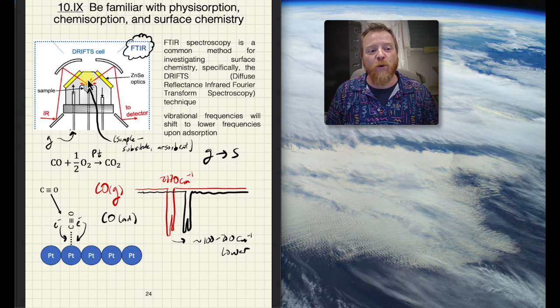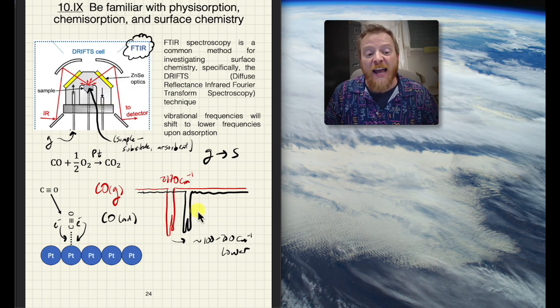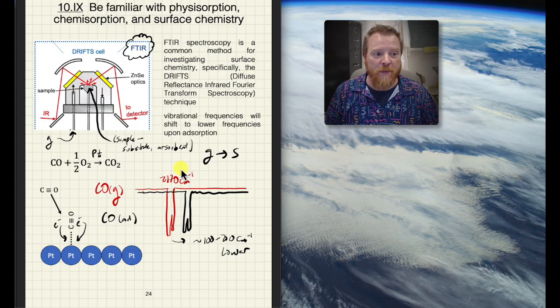From there, what's really cool with this technique is you could continue to monitor the spectra as you then pump O2 over the surface, and you could actually monitor this chemical transformation in real time using this technique, which is really cool. Okay, so that's enough for this learning goal.